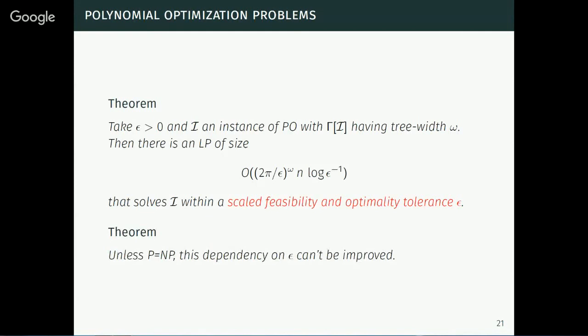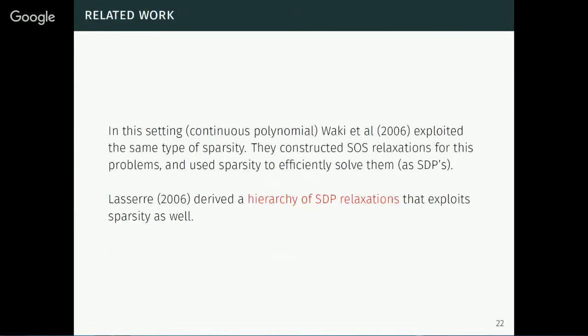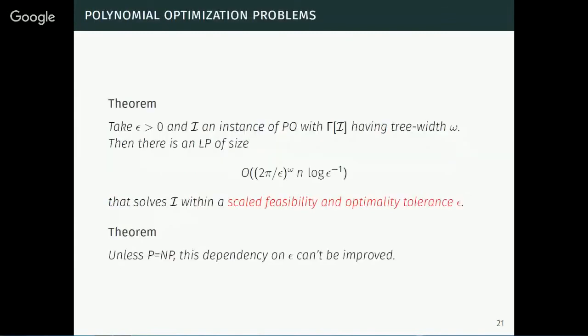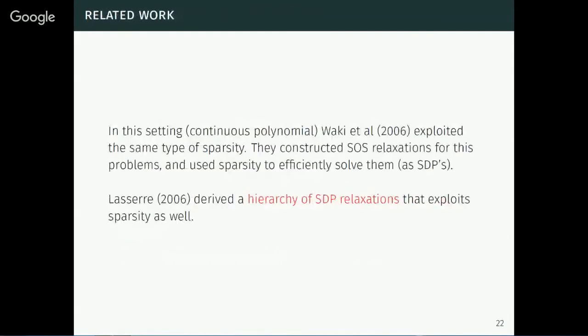And how do we do that? How do we get this? Actually, very easy. Oh, sorry, I forgot about this. So there has been some related work on this polynomial optimization problem, but they usually involve constructing either SDP relaxations or SOS relaxations, and they also use this type of sparsity.